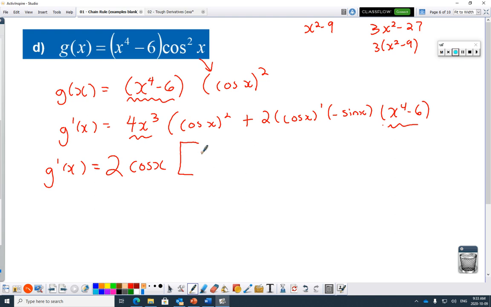And now what's left of this one? 2x cubed cos x minus x to the 4th minus 6 sine x. Took the 2 out, yes. Took the cos out, left with x to the 4th minus, yes, okay, everything is good. But maybe it's not good for you. You have questions, because that's the first time I've done a common factor of that magnitude in the middle of one of these questions.